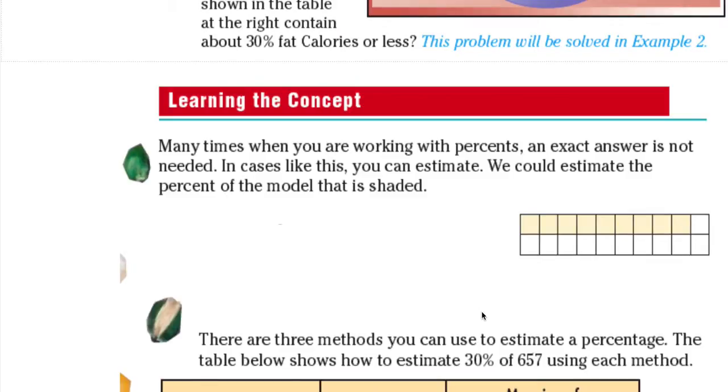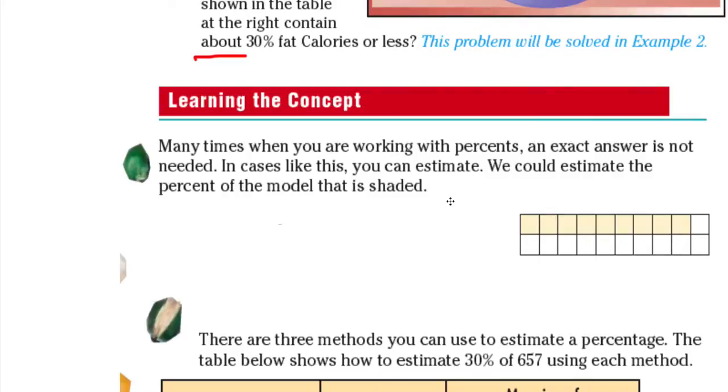Many times when you are working with percents, an exact answer is not needed. In cases like this, you can estimate. We could estimate the percent of the model that is shaded. Now, this is a lesson in estimating, and the key word that tells you that we don't need an exact answer will be the word about. The word about gives you an idea that we don't need an exact answer for the problem.